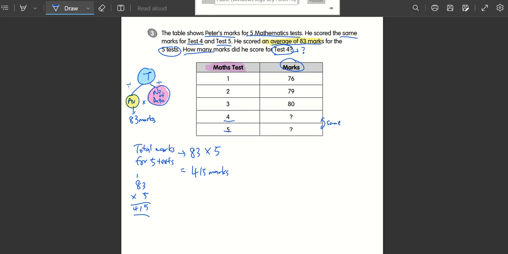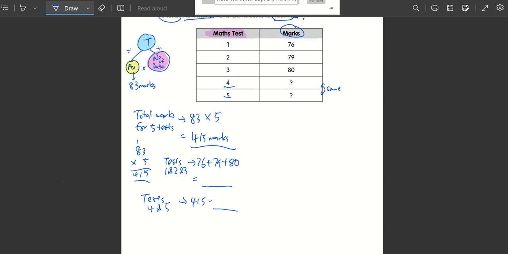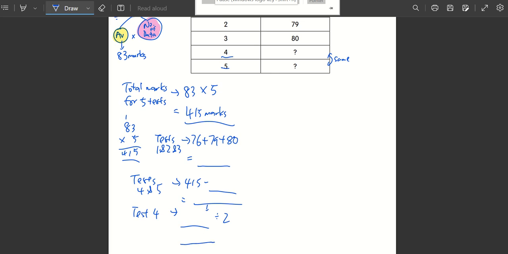Now, to find tests 4 and 5, I will first add up tests 1, 2, and 3. That will be 76 plus 79 plus 80, and that will give me a number. Then after that, I find tests 4 and 5 using the 415 minus tests 1, 2, 3 added up together. Then I will find test 4 as this number divided by 2, because that's the value shared between test 4 and 5, and that should give me the answer.